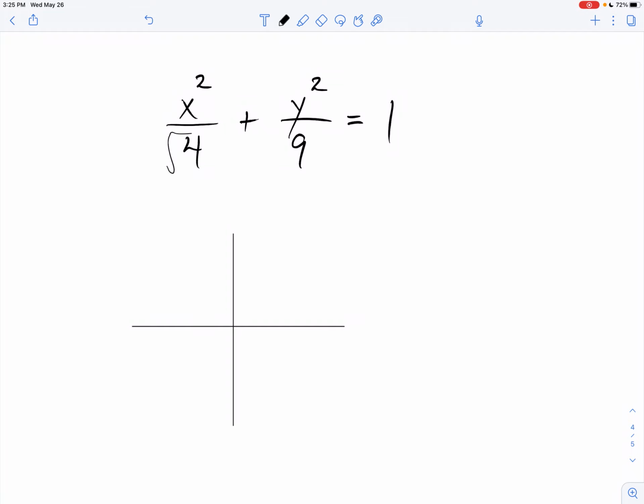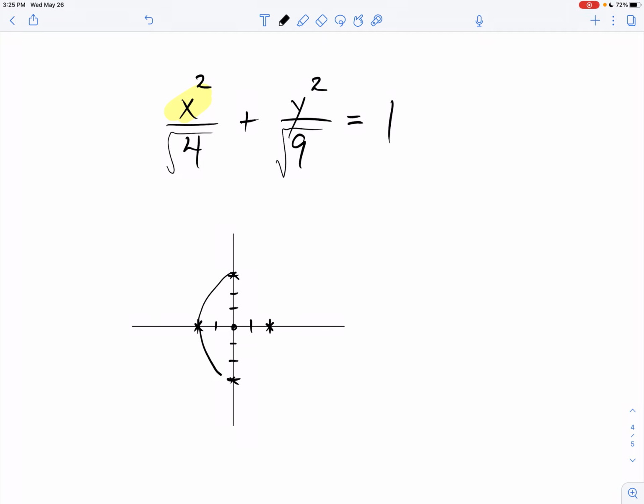Well, here's what I'm going to do. I'm going to take the square root of the number underneath x. And if I take the square root, I get a plus or minus 2. My x motion is plus or minus 2. So I get a guy here, I get a guy here. There's my center. Take the square root of the 9. If I take the square root of the 9, I get plus or minus 3.